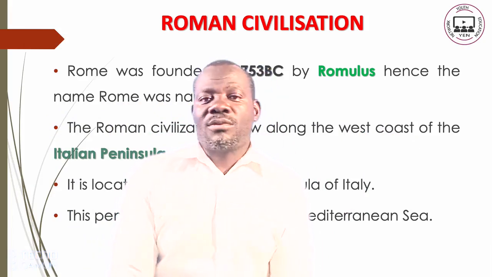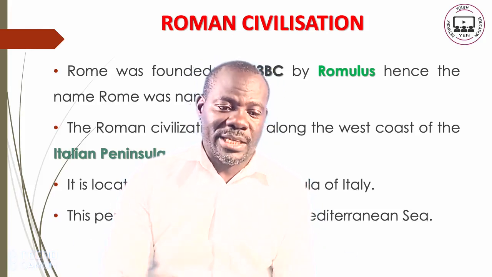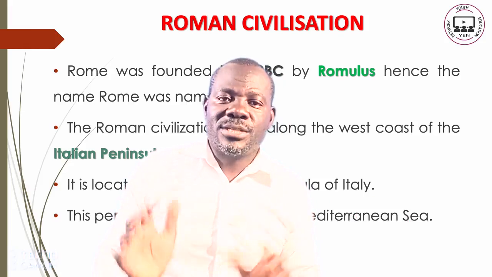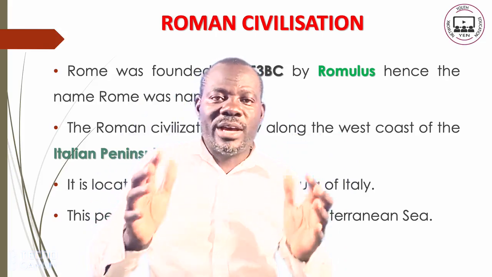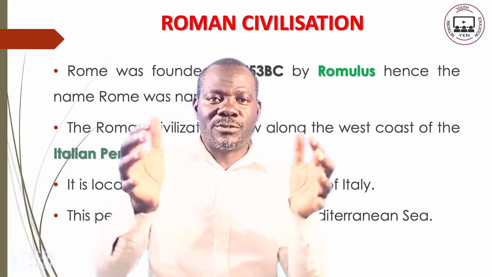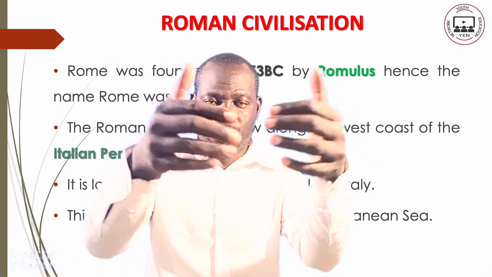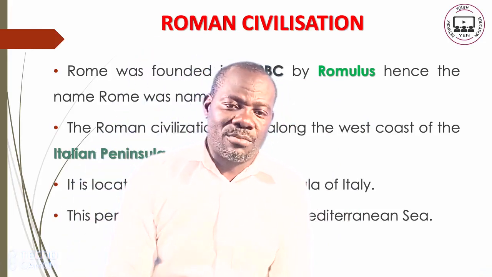So Rome developed there in the Italian peninsula. Italy is located in the present day peninsula of Italy, and this peninsula extends into the Mediterranean Sea. As we have said, Italy is a peninsula, a land that goes into the sea. So where does Italy go? It develops into the Mediterranean Sea. The land of Italy has extended into the Mediterranean Sea. So inside Italy, that is where Rome was.